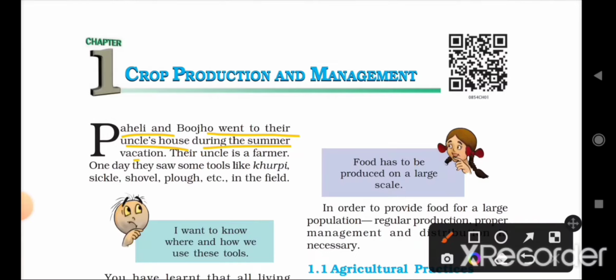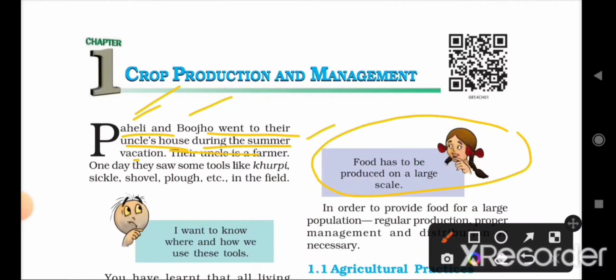Two characters come in this chapter, Paheli and Bhoju. These two characters understand the topics very easily, and they ask some questions or tell some information. They are the two characters in the entire 8th syllabus. They come from the first chapter to the last chapter, and they definitely give some information. So both Paheli and Bhoju went to their uncle's house in the summer vacation.